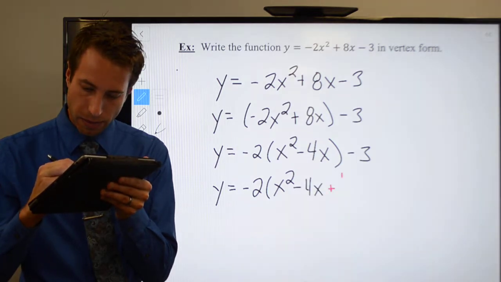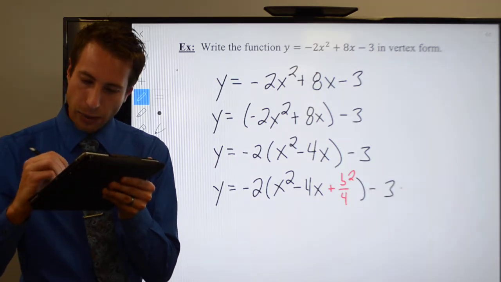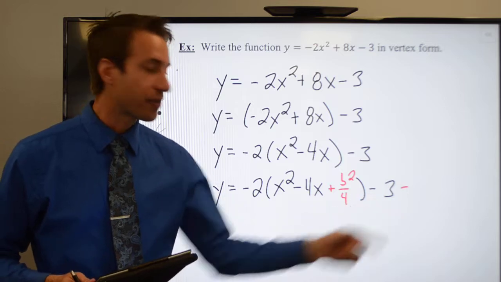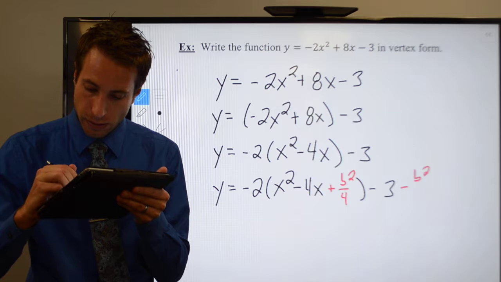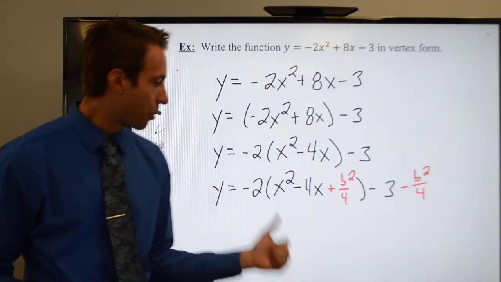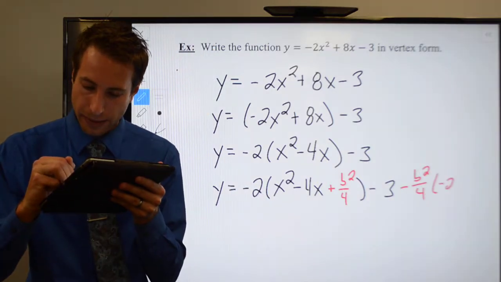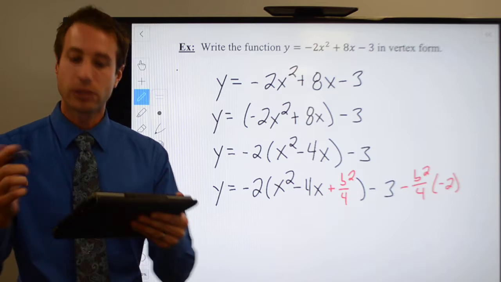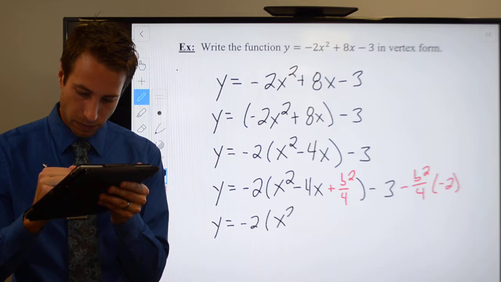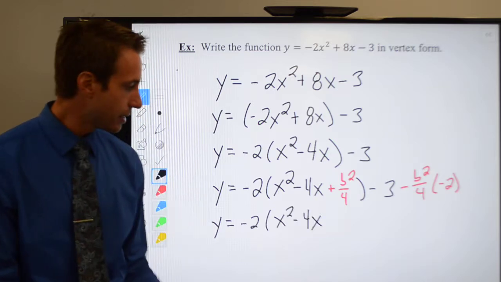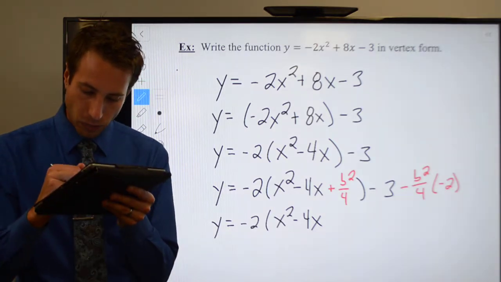Add b squared over 4 minus 3. I will subtract. I added b squared over 4 inside the parentheses. Subtract it outside the parentheses to maintain equality. But, right, I pulled a negative 2 out, so I've got to remember to put that negative 2 back in. All right, let's go ahead and do that. My b is a negative 4. Well, negative 4 squared would be 16, and 16 divided by 4 would be 4.